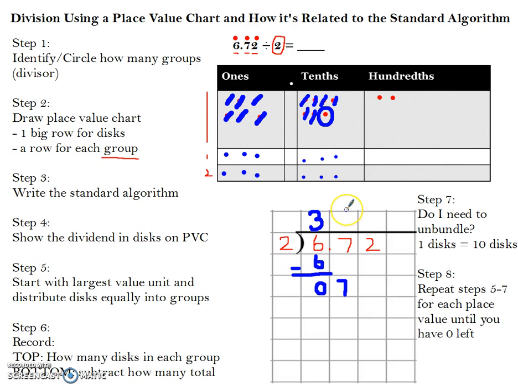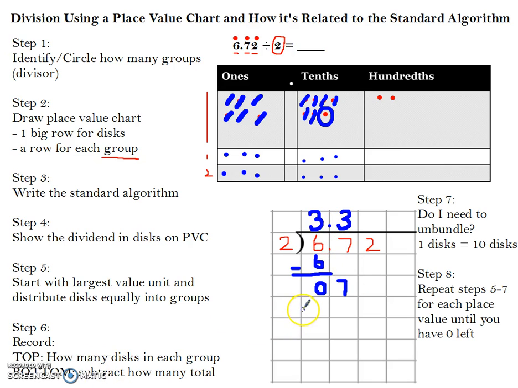Now I'm going to go to step 6 and record my answers. On top, I'm going to record how many discs are in each group. There's 1, 2, 3 discs in each group. What I want to make sure is that I'm lining up my place values. This 3 is in the tenths column, so I need to make sure that it's over the tenths column or the tenths number in my dividend. Also, remember to bring up your decimal and place it right over the decimal of your dividend.